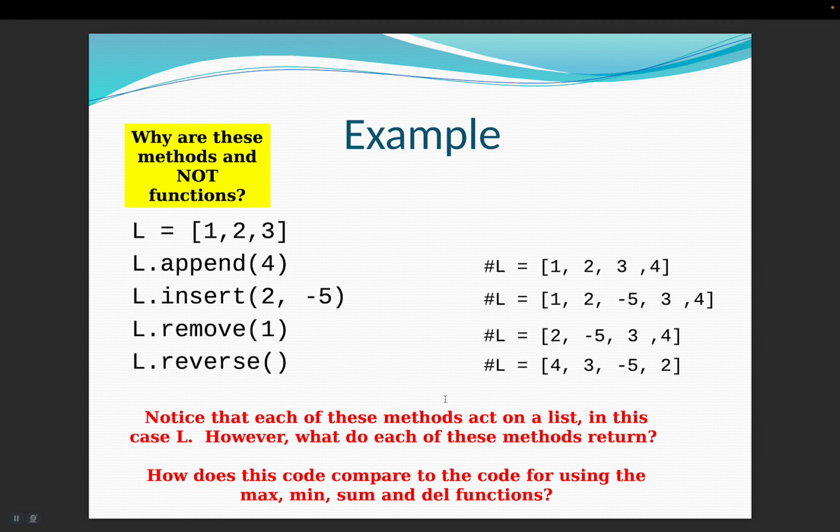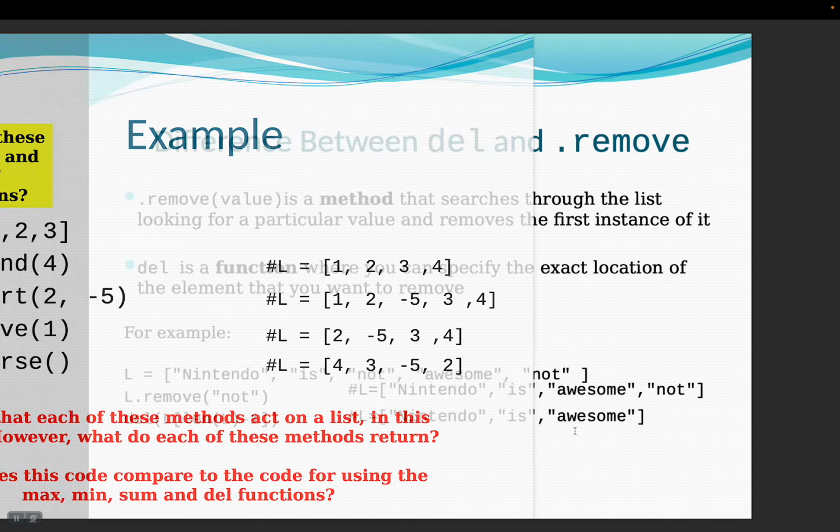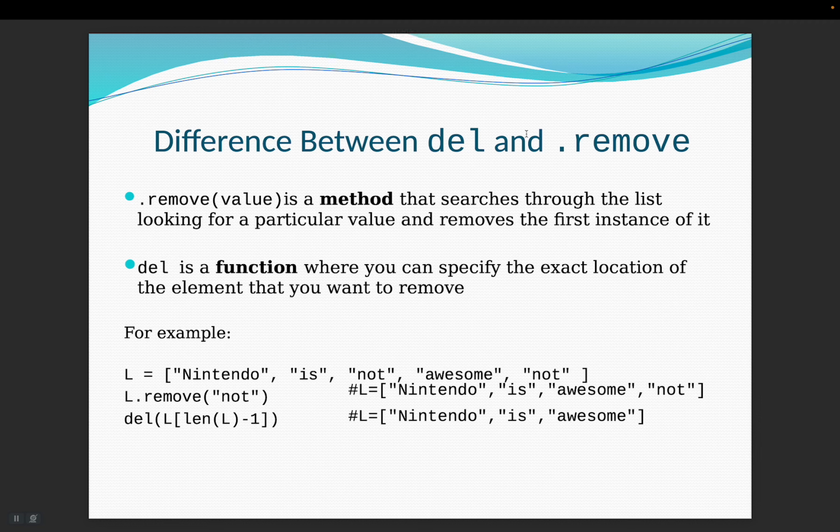So notice that each of these methods act on a list, in this case L. However, what do each of these methods return? Think about that. How does this code compare to the code for using max, min, sum, and delete functions? The difference between delete and remove: remove is a method that searches through the list looking for a particular value and removes the first instance of it. Delete is a function where you can specify the exact location of the element that you want to remove.